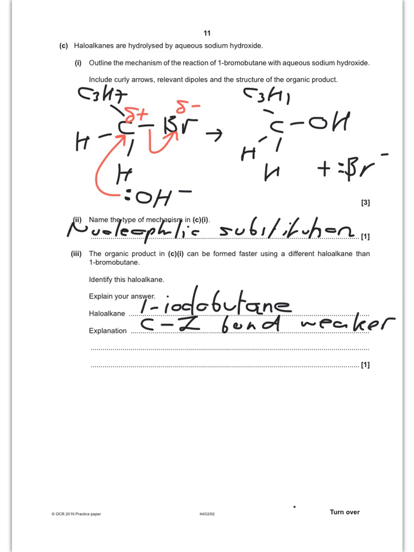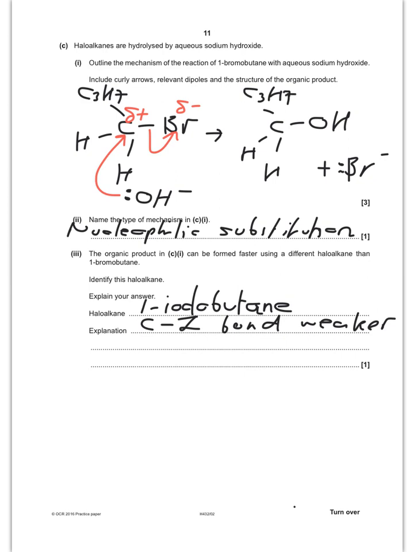Now the mechanism for the reaction of 1-bromobutane with sodium hydroxide. I've shown it here. Don't forget your lone pair on your OH minus and your dipole on the carbon-halogen bond, and that gives you your alcohol, which I have drawn there. I'm just going to change that to a better 7, like so.